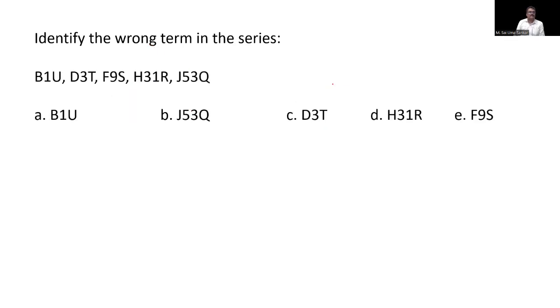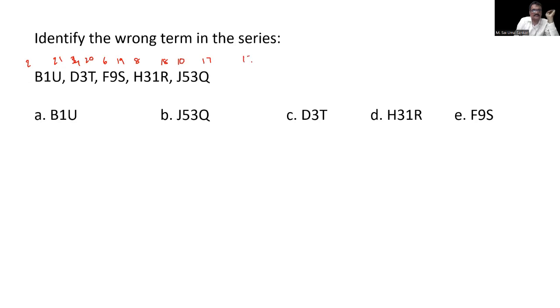Next question. B1, UD3, T F9, S H31, or J53Q. What is the answer? Obviously, B is 2. And what is the U? 21. D3, this is 20. F, 6, S, 19. H, 8, or 18. J, 10, this is equal to 17. Here B, 2, this is equal to 4.